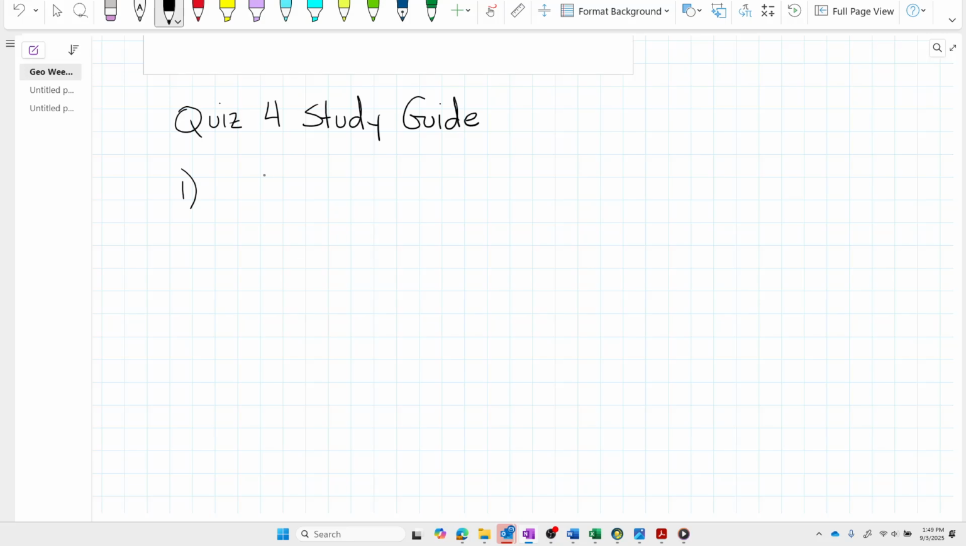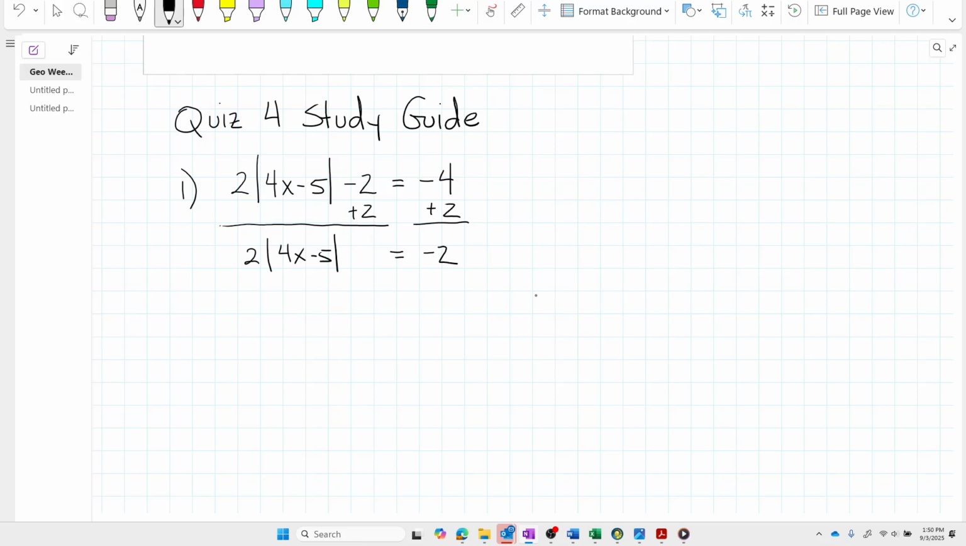We got 2 times the absolute value of 4x minus 5, minus 2, equal to negative 4. So we're going to add 2 to each side. We get 2 times the absolute value of 4x minus 5 equal to negative 2. We're going to divide each side by 2. These 2's cancel. And look what happens. We get the absolute value of 4x minus 5 is equal to negative 1.